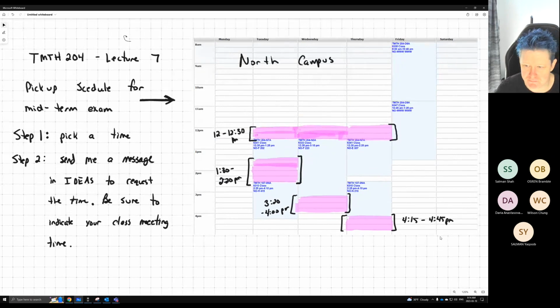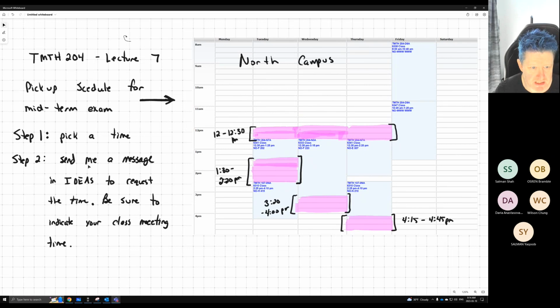Now, here is the procedure for picking up the exam. So step one is to pick a time. You have to choose a time somewhere in one of these, well, I guess 1, 2, 3, 4, 5, 6 windows. Don't choose 2 or 3 times. Choose one time that you plan on coming to pick up the exam.